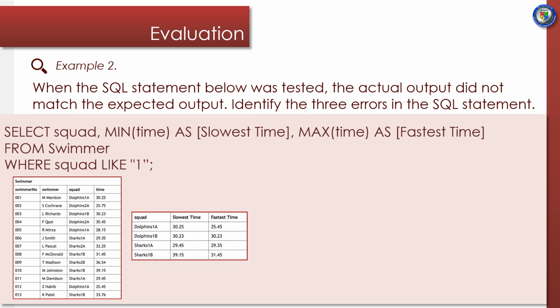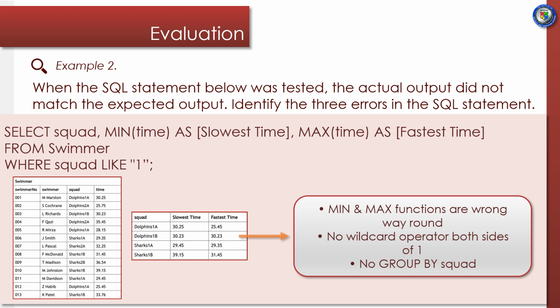Now, in order to get this output, we have created this SQL statement and tested it, but realised that our actual output didn't match the expected output that we had suggested. Our SQL statement states select squad, min time as slowest time, max time as fastest time from swimmer where squad like 1. We have identified that there are 3 errors in this SQL statement, and as such, when evaluating it, we would decide that this is not fit for purpose. But let's look at where this has gone wrong.